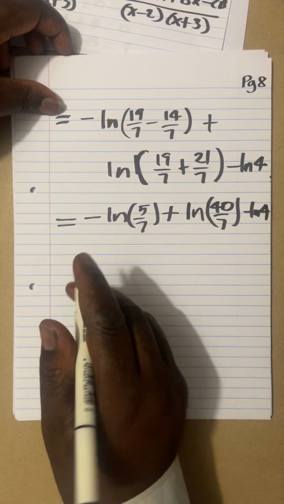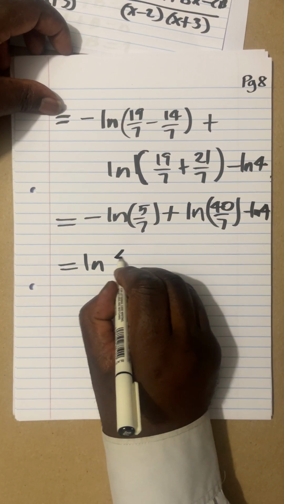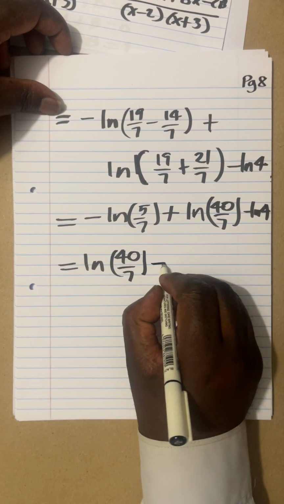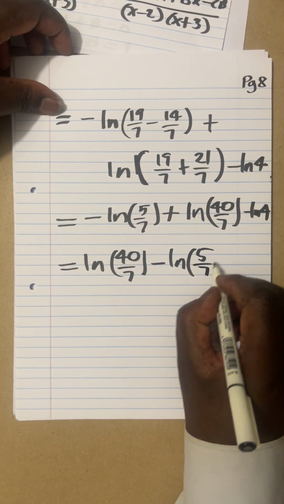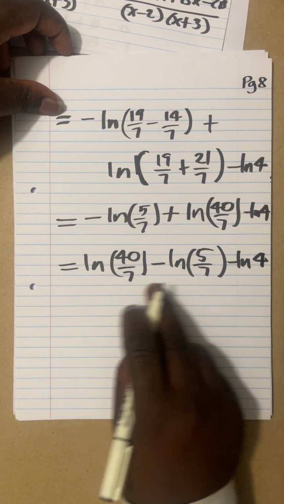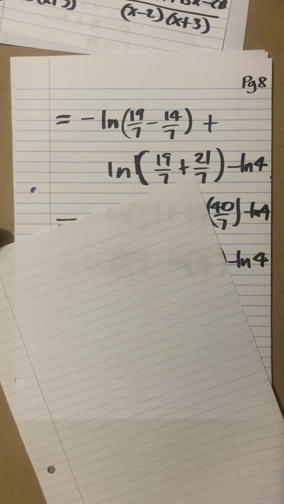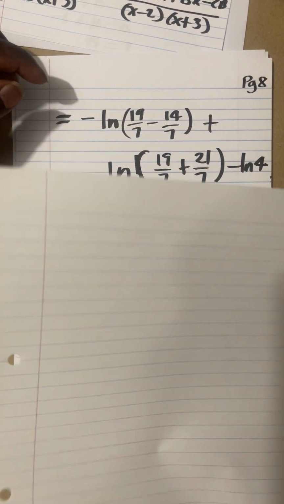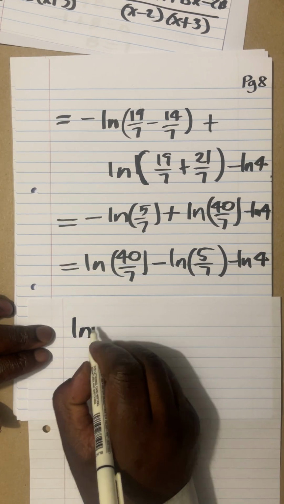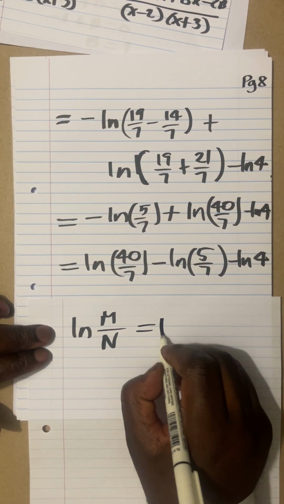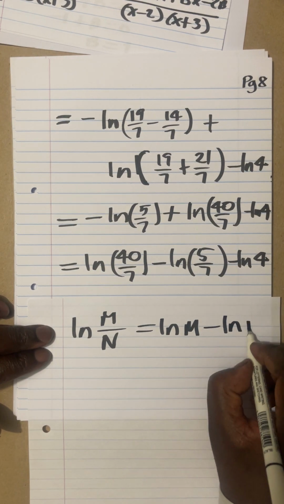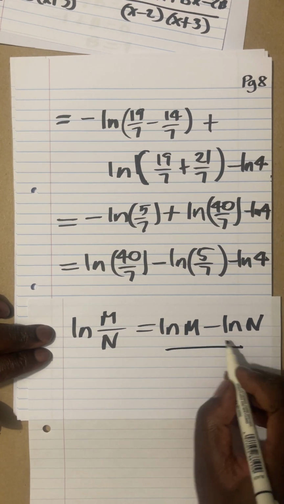I'm going to write the positive term first. So this is equal to natural log of 40 over 7, like this, minus natural log of 5 over 7, and then minus natural log of 4. This part here, I'm going to remind you of one of the laws of logs. One of the laws of logs, I explained it in calculus techniques of integration 4. I explained that you have natural log of m over n is equal to natural log of m minus natural log of n.